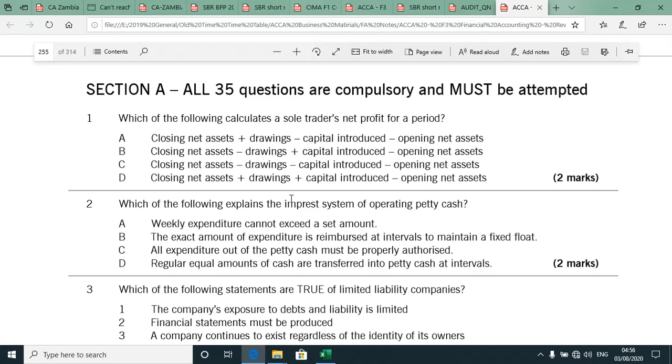And then we have B, which says closing net assets is positive, which I agree with. But drawings is not supposed to be negative. You have D, closing net assets is positive. Drawings is positive, which is correct. Capital introduced is supposed to be negative. I think the only thing that is wrong with D is capital introduced. So I'd like for us to go for option A. That is our correct option there.